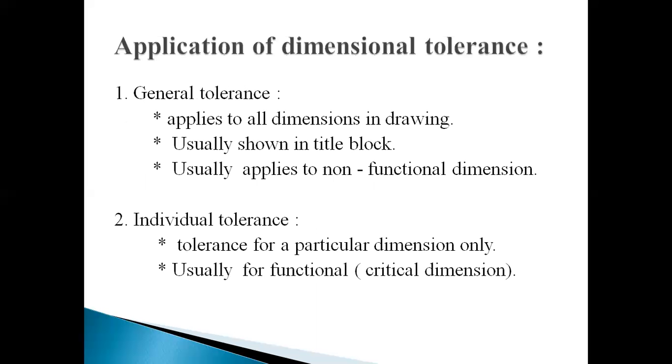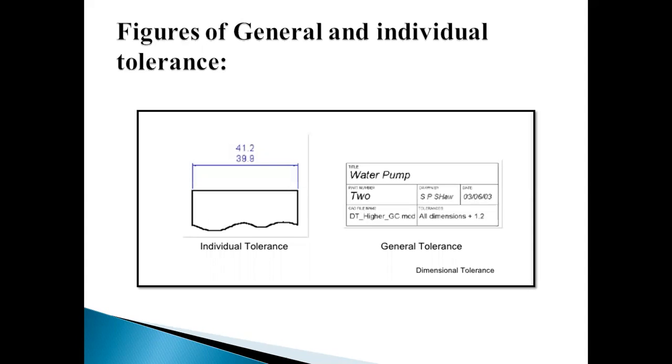Next, application of dimension tolerance. First, general tolerance. It applies to all dimensions in the drawing, usually shown in the title block, and usually applies to non-functional dimensions. Second, individual tolerance. This tolerance is for a particular dimension only and usually for functional, meaning critical, dimensions. Below are the diagrams of general and individual tolerance.